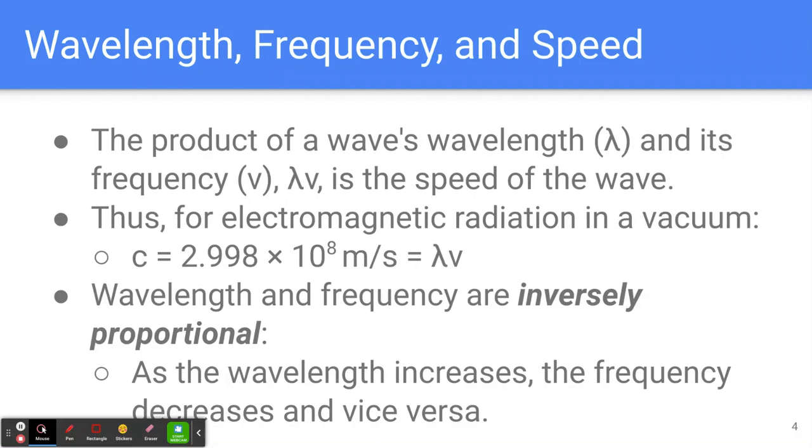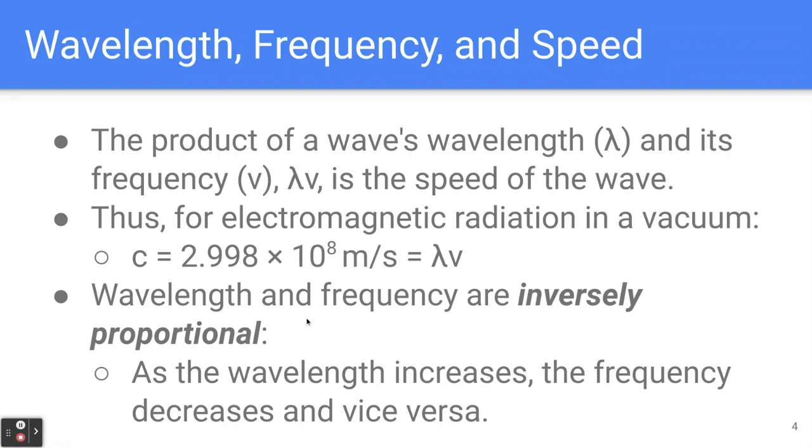If we multiply the wavelength times the frequency, that equals the speed of the wave. For electromagnetic radiation, the speed of a wave, or the speed of light technically, is 2.998 times 10 to the eighth meters per second. I don't need you to have that memorized. What I do need you to know is that wavelength and frequency are inversely proportional. That means that as the wavelength increases, the frequency decreases, and vice versa.